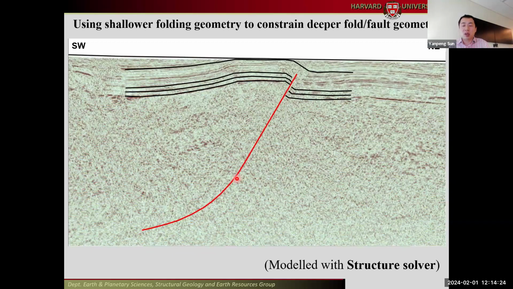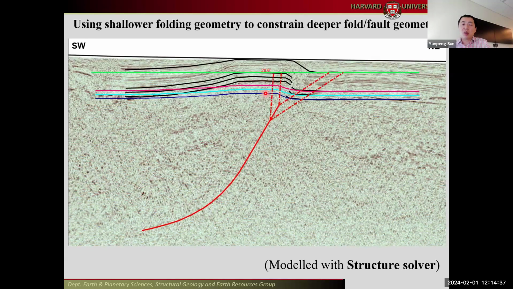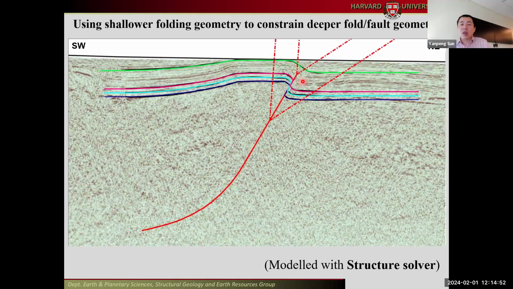But just to walk you through how we can forward model the structural deformation. This is the initial setup with a deeper fault that starts to propagate upward with some of the pre-growth strata. As the fault starts propagating upward and the growth strata are being deposited, you start to form the fault geometry above it, as well as the deformation happening in the front limb. As the fault propagates upwards, the structure continues to grow, and eventually we can match the shallow geometry.